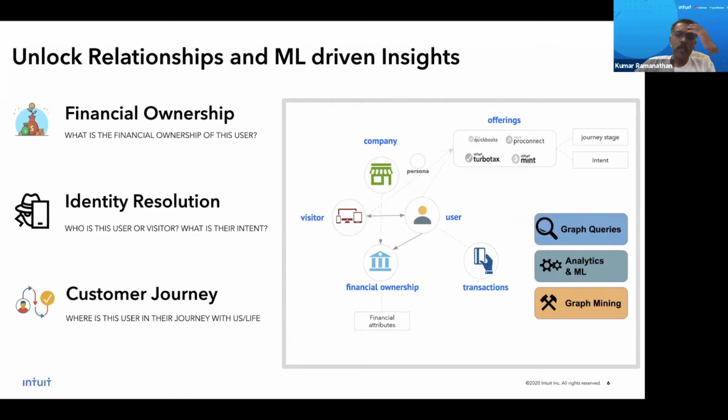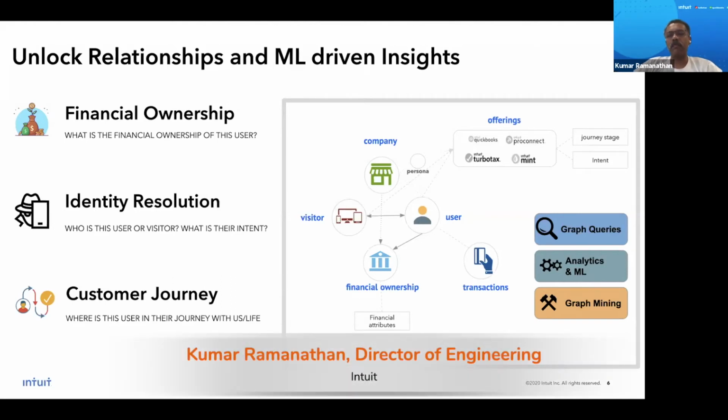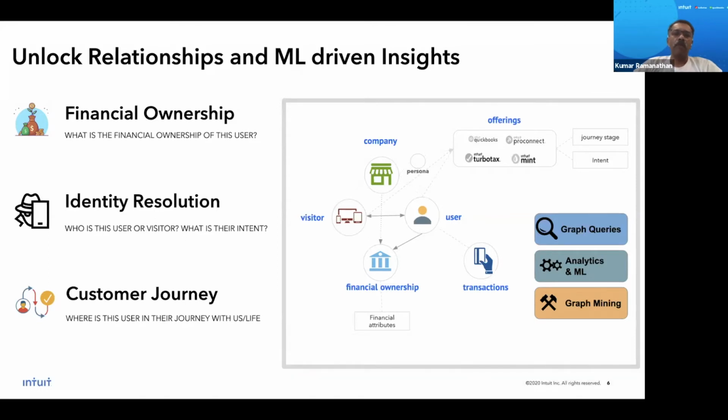A little bit about some of the entities. Again, I'm presenting only a subset of what we have created, but broadly speaking, it falls under the umbrella of financial ownership. What are your financial attributes, including what accounts do you have, what is your credit history, and some of the details around that.